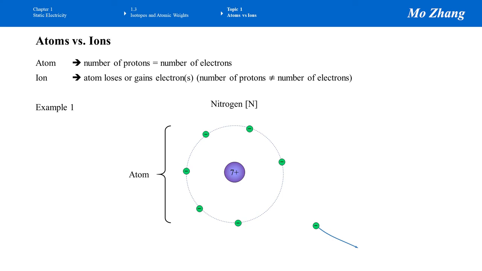With 6 electrons left, the number of protons is 7, so the number of electrons is not the same as the number of protons. It's less. This is an ion. The entire system has more protons. It's more positive, so this ion is called a cation. So cation means an ion that carries positive charge.